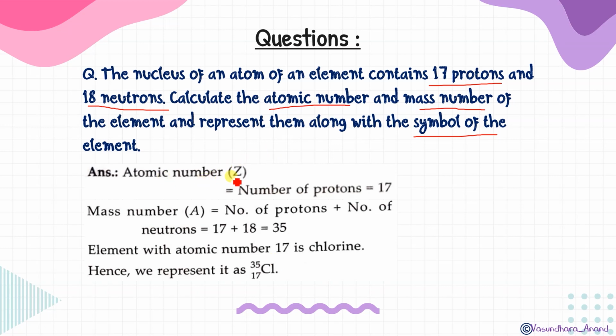Atomic number Z is always equal to the number of protons. Protons are given as 17, so it will be 17. Mass number is equal to protons plus number of neutrons, that means 17 plus 18, which is 35. Since the atomic number is 17, we say that this is chlorine, and that is the answer.